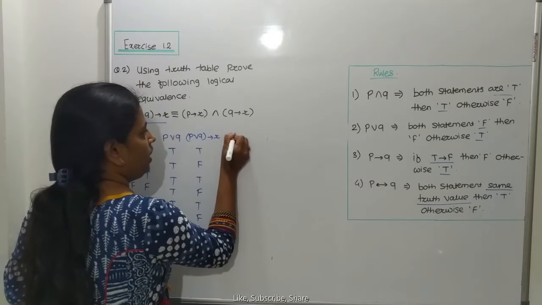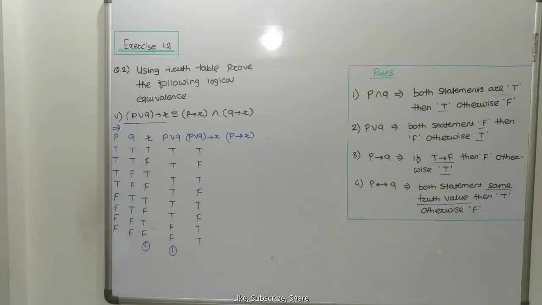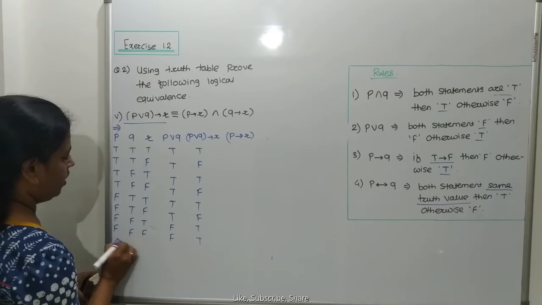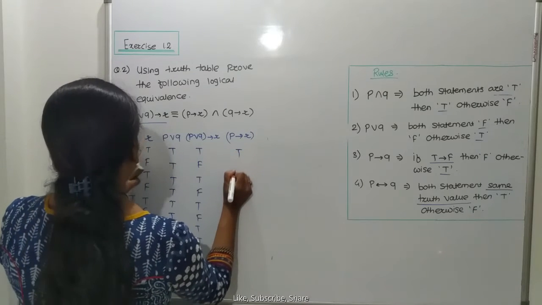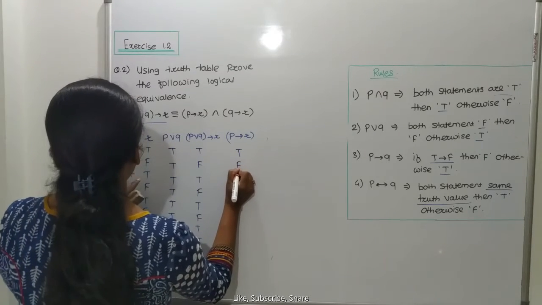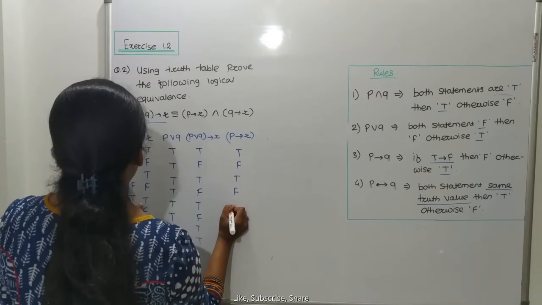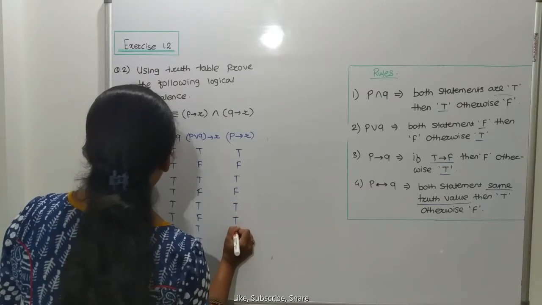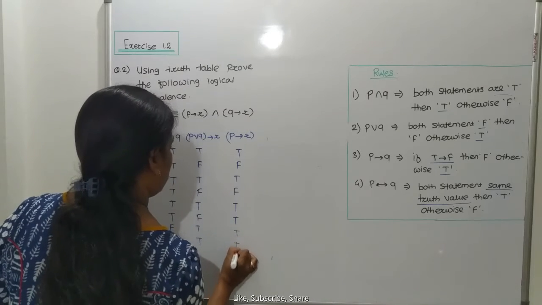This one is P, single implication R. We have to perform single implication of these two statements, that is P and R. So true, true, true. True, false, false. True, true, true, true, false, false. False, true, true. False, false, true, false, true, true, and false, false, true.